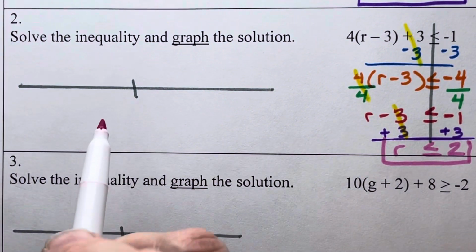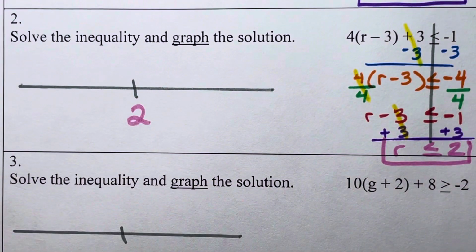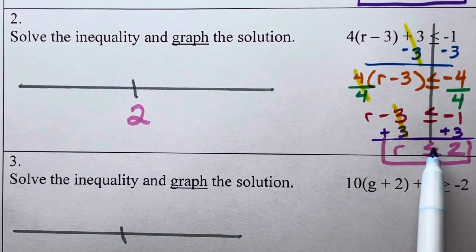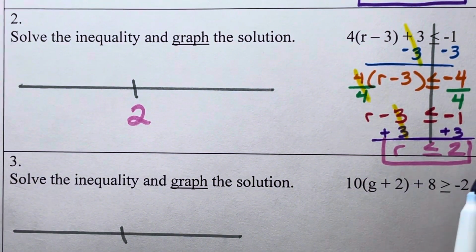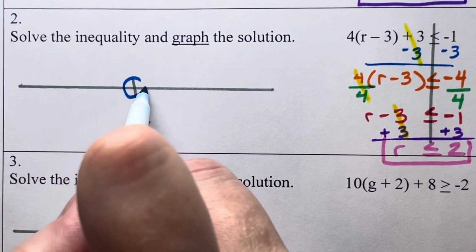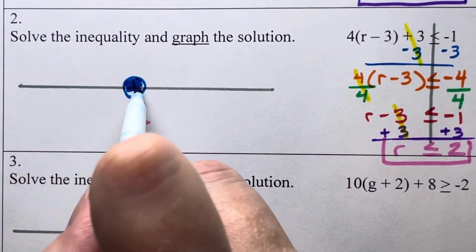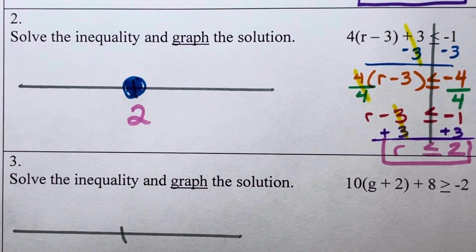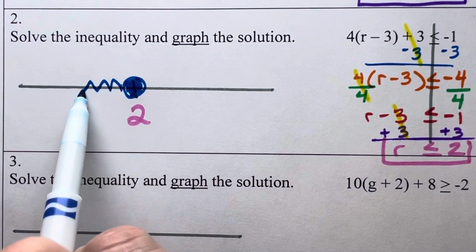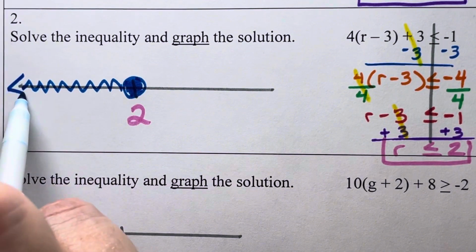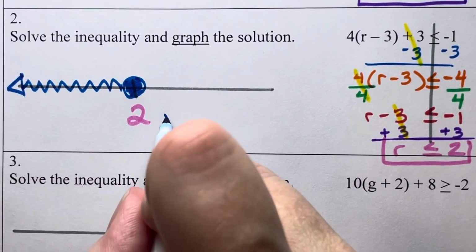So our point of interest is a positive 2. Since this happens to be a less than or equal to, we know that our point, our dot, is going to be a closed solid dot. And again, since this is a less than, we are going to shade all the way out to the left. And there you go.